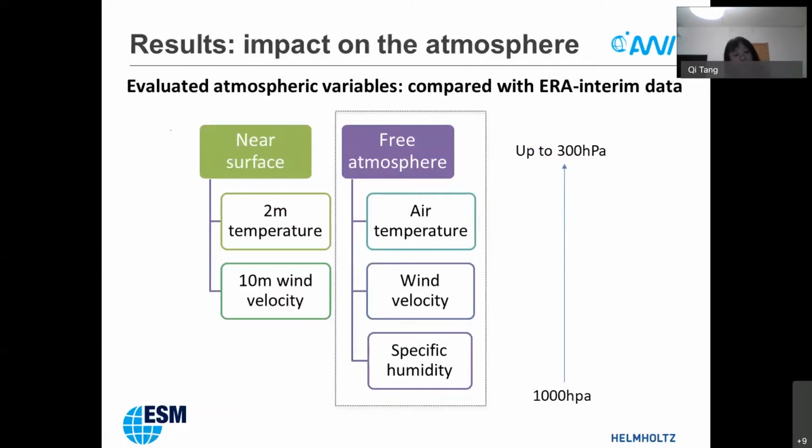Since our strongly coupled data assimilation directly updates the atmospheric variables, in the following slides we will concentrate on the impact of data assimilation on the atmospheric component. Here we list a number of atmospheric variables we selected for evaluating the data assimilation performance, including near-surface variables like the 2-meter temperature and 10-meter wind velocity, and the air temperature, wind velocity, and specific humidity in the free atmosphere.